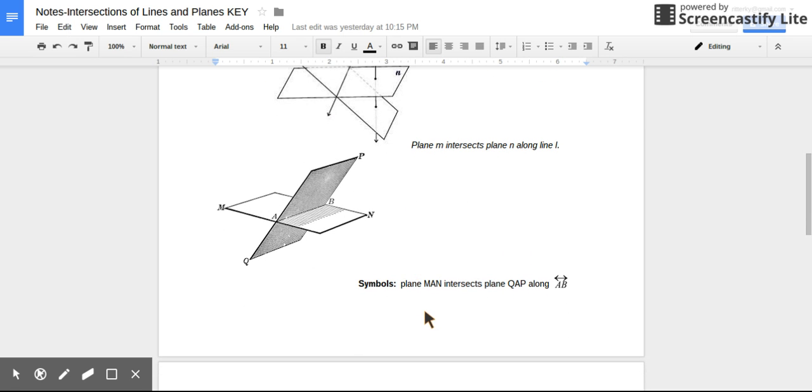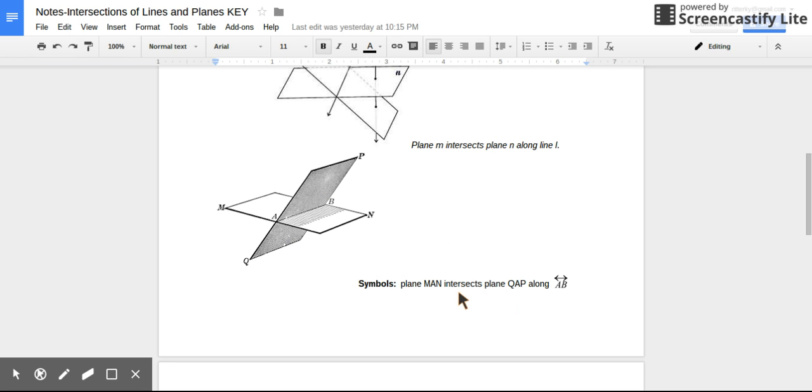We can also name planes a slightly different way. If we're given points instead of lowercase letters, we can name planes using 3 out of those points that are on the plane. So plane MAN, M, A, and N are on this horizontalish plane. So that's the plane being described by that name. Plane QAP is describing this verticalish plane because those 3 points are on the plane. So that's enough to name that plane or identify it.